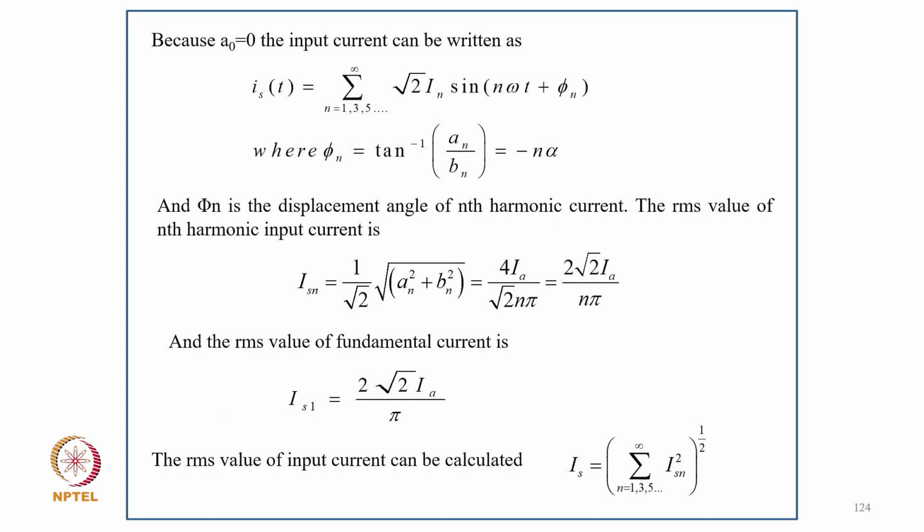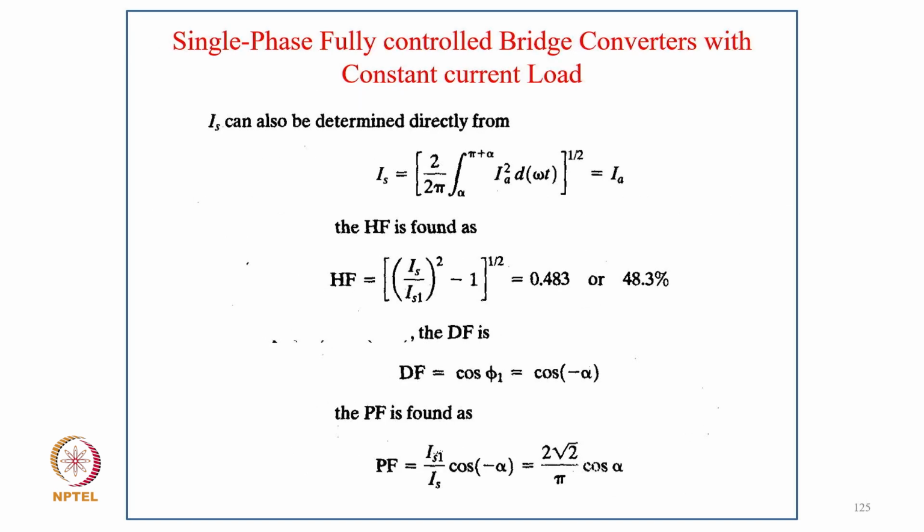And then because A0 is 0, the input current can be written Is equals the sum over n = 1, 3, 5 to infinity of √2 In sin(nωt + φn), where φn is tan inverse of An/Bn, equal to −nα, and φn is the displacement angle for the nth harmonic. The RMS value of the nth harmonic is Isn equal to 1/√2 (An² + Bn²)^(1/2), equal to 4I/(√2 nπ), that is 2√2 I/(nπ), and the RMS fundamental is Is1 equal to 2√2 I/π. The RMS value of the supply current Is is the square root of the sum of Isn squared from n = 1, 3, 5 to infinity, that is equal to Id.